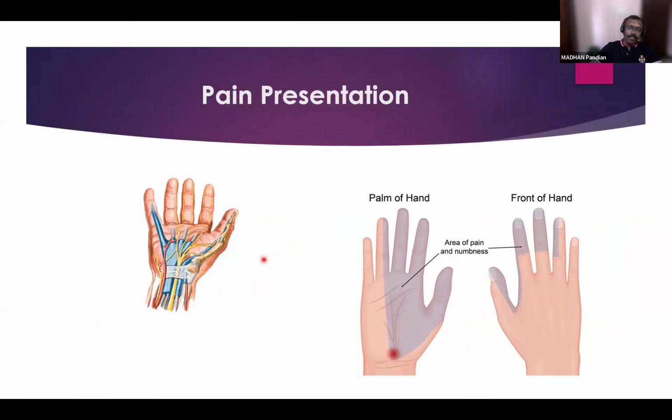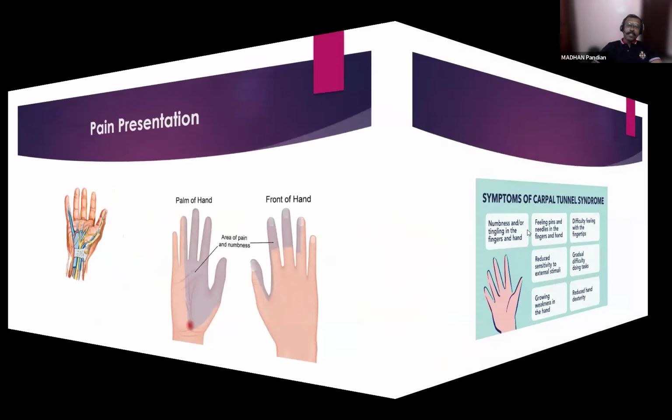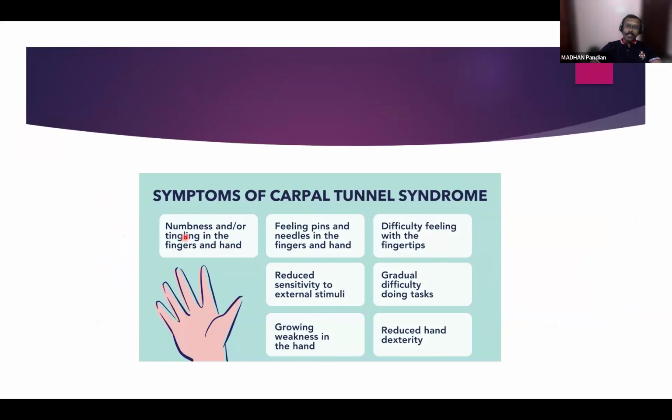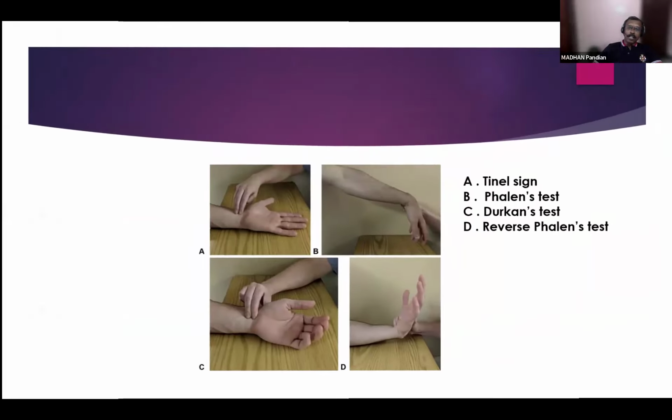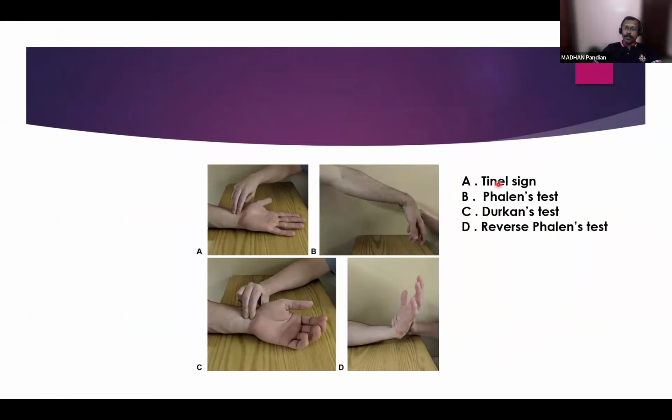So how exactly the pain presents is: on the palm of the hand, it is the 3.5 fingers on the radial side. On the back of the hand, that's the dorsum, it is around the interphalangeal joints, the proximal interphalangeal joints, and more distally. The symptoms would range from numbness, tingling, feeling of pins and needles, reduced sensitivity, growing weakness, thumb deformity, difficulty feeling in the fingertips, and sometimes reduced hand dexterity. So these are the possible symptoms of carpal tunnel syndrome, and these are the signs which we need to elicit.